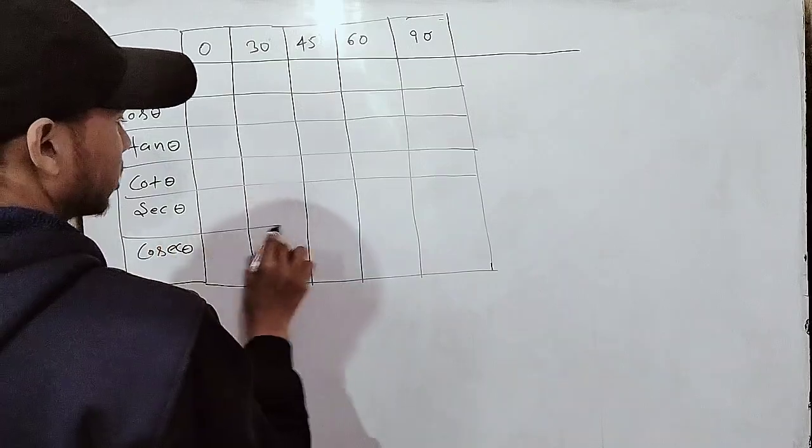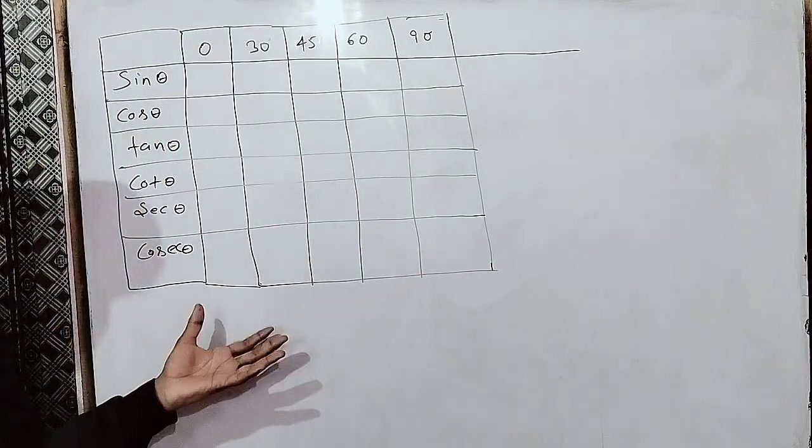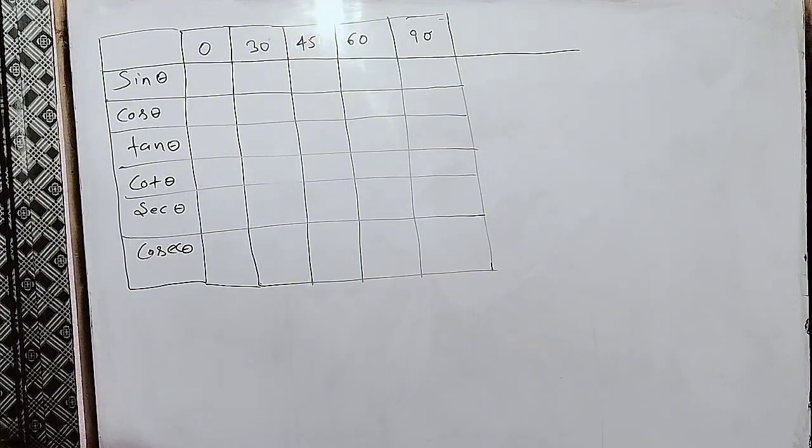I made something. Now we are going to put the value of all these ratios with the help of these degrees, which is in mathematics. Can you see what it is? We are going to write the value of all these degrees with ratios.